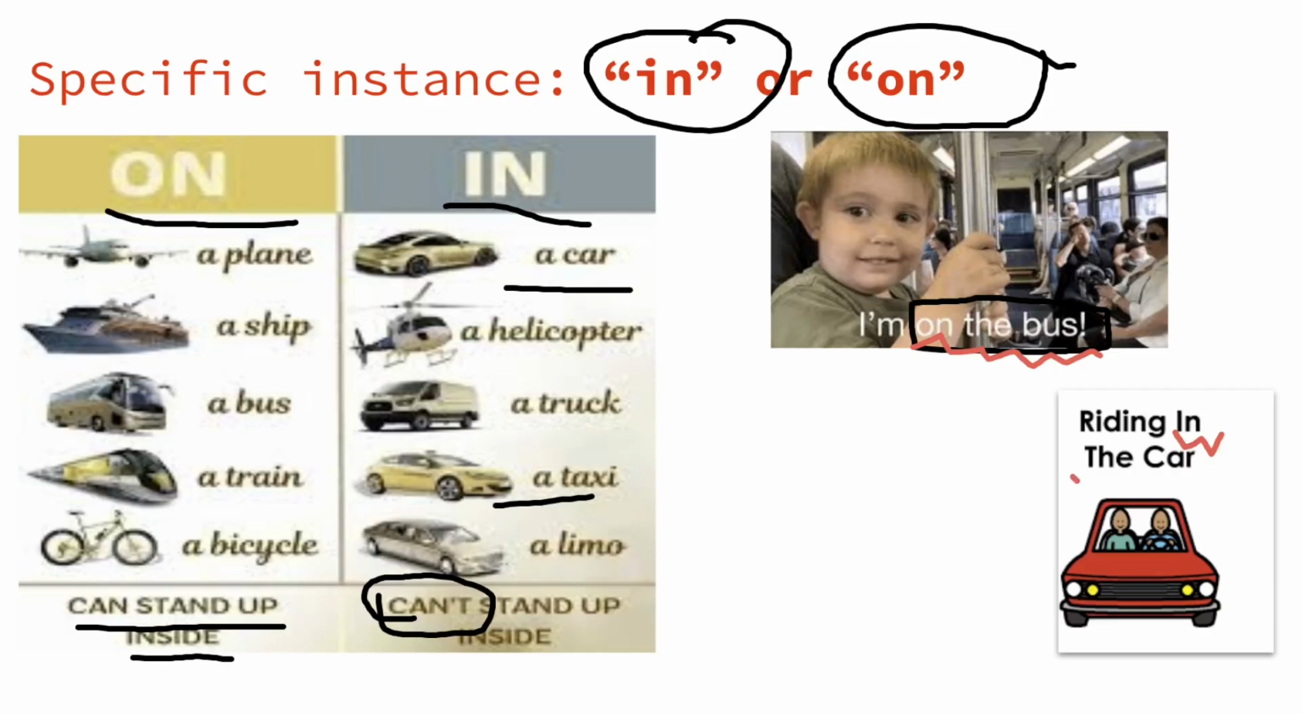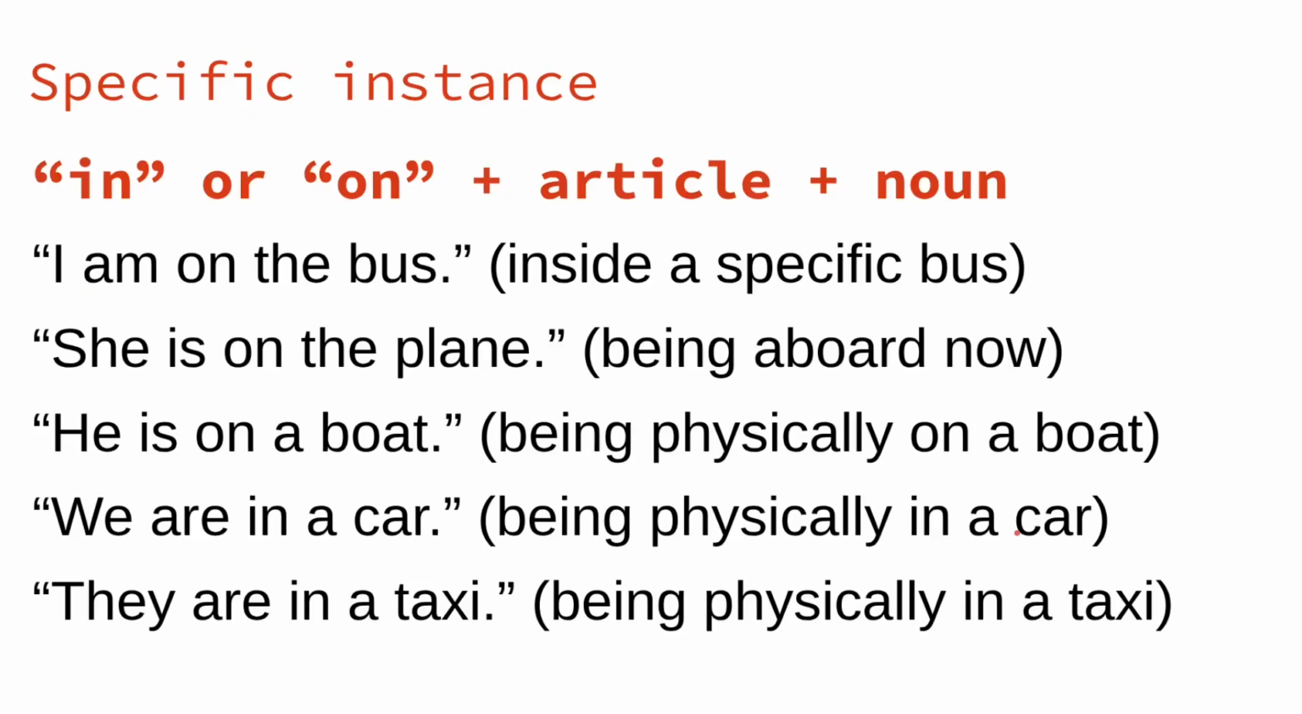Let's see what that looks like. I am on the bus. This means you are currently inside a specific bus. She is on the plane. Again, this is about being aboard a particular flight. He is on a boat. Refers to being physically on a boat, perhaps one of many. We are in a car. When you are in a vehicle where you sit and cannot stand. They are in a taxi. Referring to a specific taxi ride.